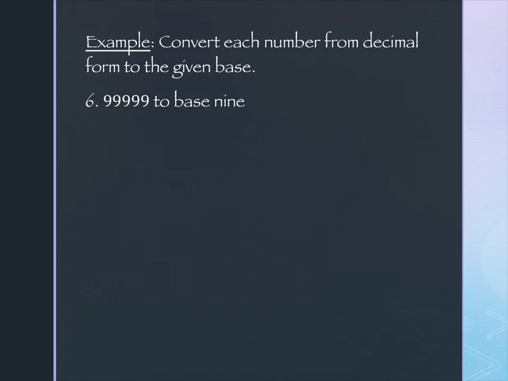I've got 99,999, and it's a base 9 that I'm trying to put it into. So there are no 9s in base 9. This is a base 10 number, 99,999. But I need to know what the powers of 9 are. So I've got the 1's place and the 9's place. That's fine. And then I have 9 squared. So what's 9 squared? 81. And then I need 9 cubed. What's 9 cubed? 729. How about 9 to the 4th?